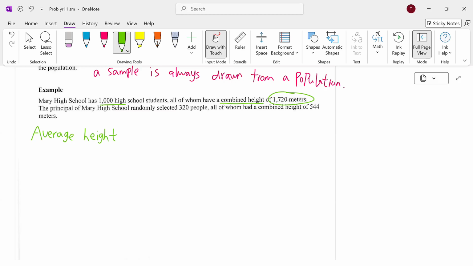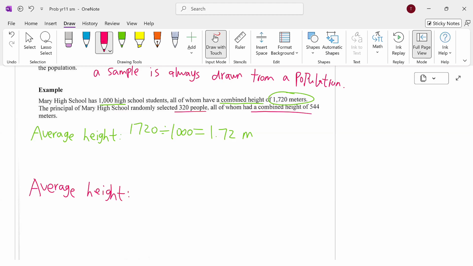Hold on. That's 1,720 divided by 1,000. Exactly. How do we usually calculate the average? Well, we add all values together, then divide by the total number, right? So that's 1.72 meters. Now, the principal of Mary High School randomly selected 320 students. They have a combined height of 544 meters. Wow, we can calculate another average height.